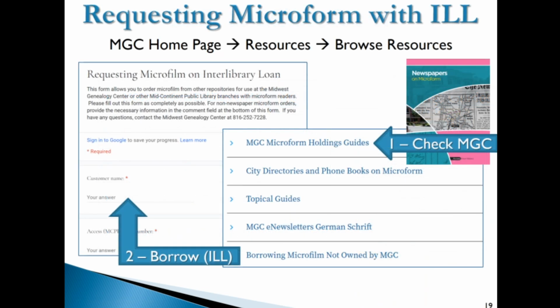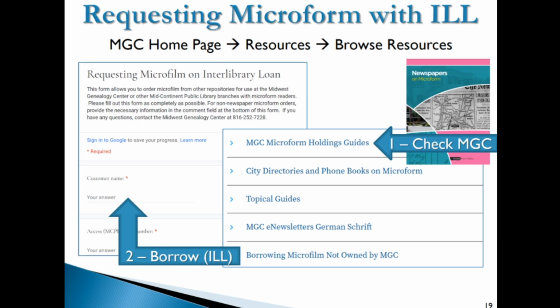As an example, let's talk newspapers. Libraries commonly offer a variety of newspaper databases to their customers. The MGC website, for example, houses more than 24 newspaper databases, and the MGC Microform collection includes filmed newspapers from still more locations and dates. You can view the MGC Newspapers on Microform Holdings Guide on the MGC website by following the Resources, Browse Resources path to the list shown here again. Remember to start by learning what's already available. That's step 1.